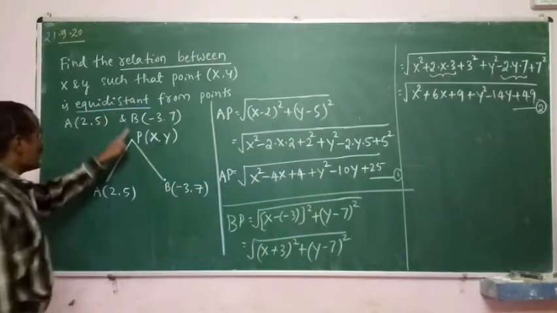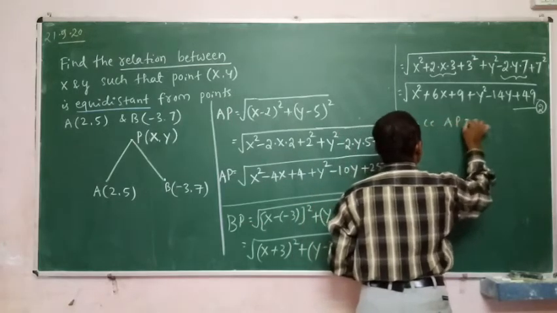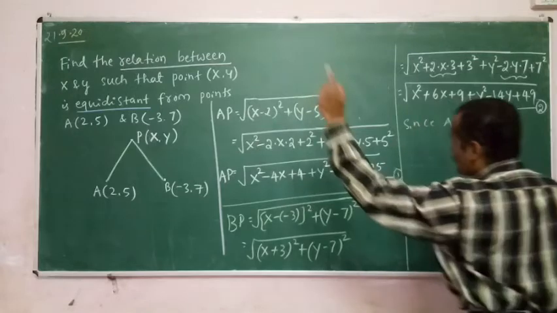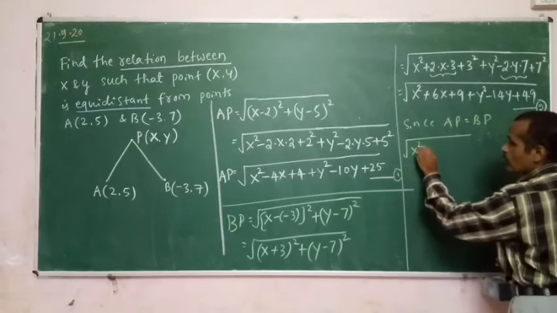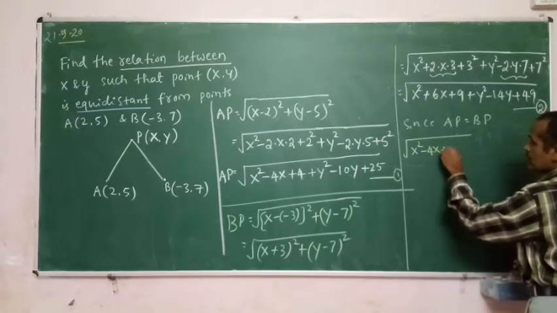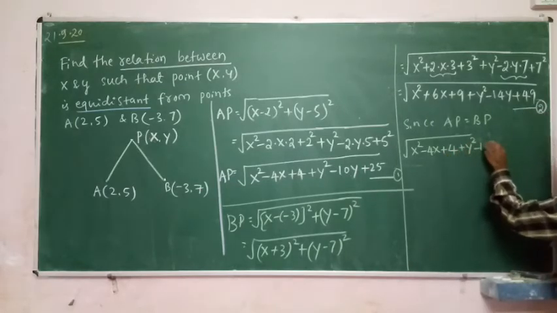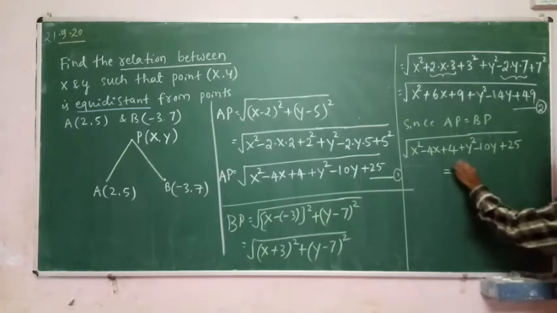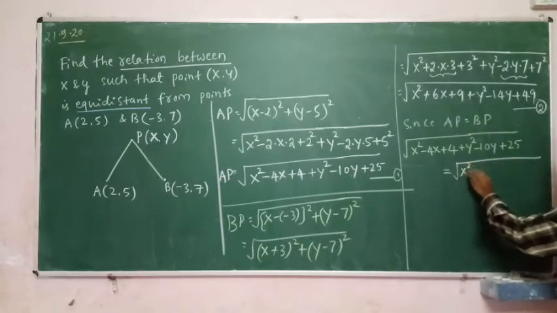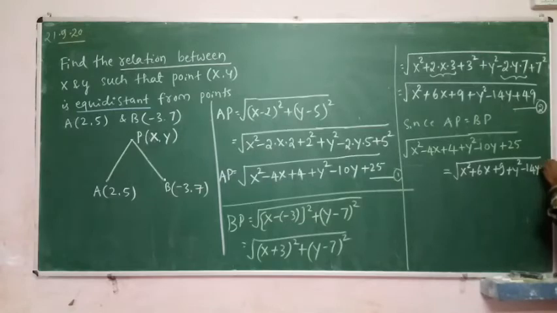Then, given that they are equidistant, the lengths are equal. Since AP is equal to BP, I can say under root x square minus 4x plus 4 plus y square minus 10y plus 25 is equal to under root x square plus 6x plus 9 plus y square minus 14y plus 49.